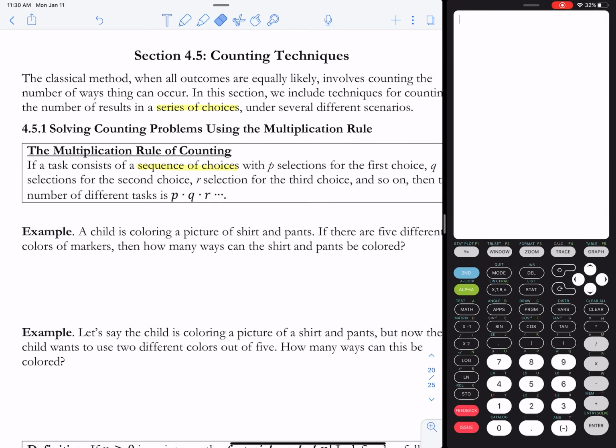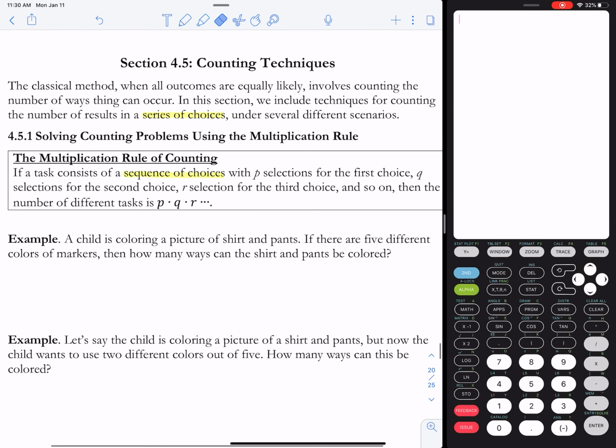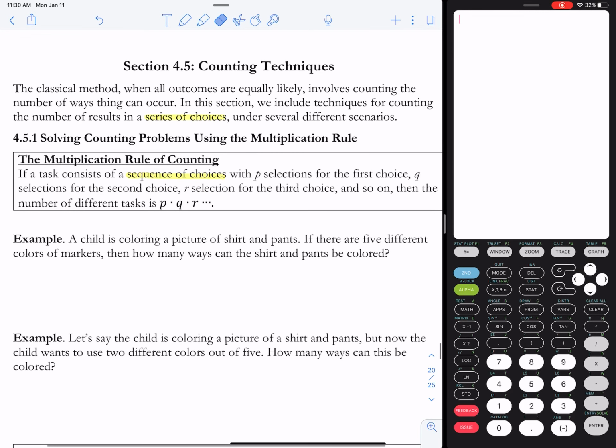Hi everyone, this is Statistics Chapter 4, specifically 4.5, Counting Techniques. So what we're looking at is the classical method when all outcomes are equally likely, which involves the counting of the number of ways that things can occur. So in this section, we will include techniques for counting the number of results in a series of choices, and I have that highlighted, under several different scenarios.